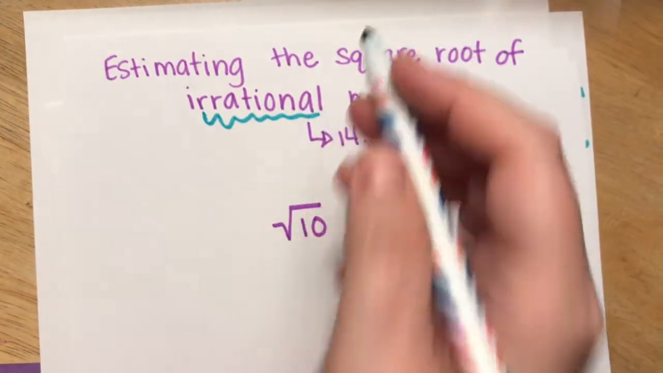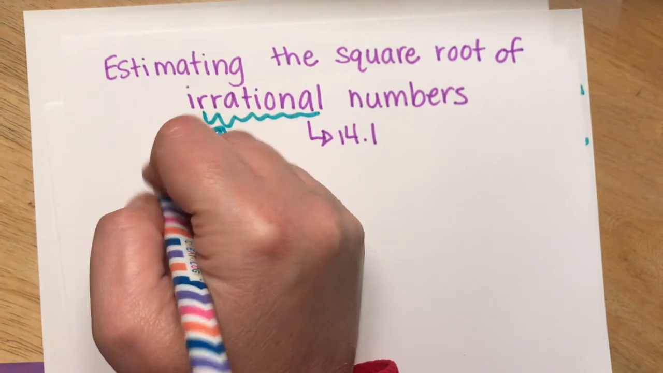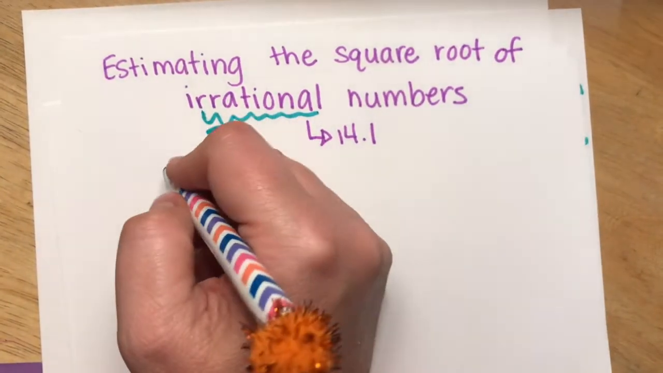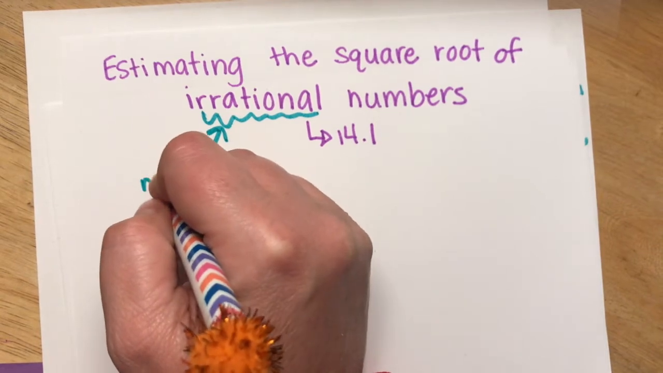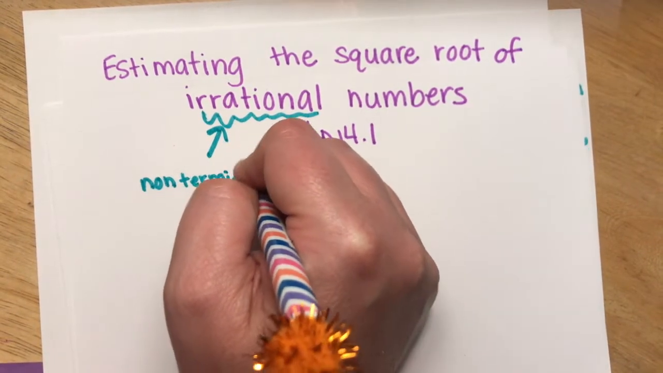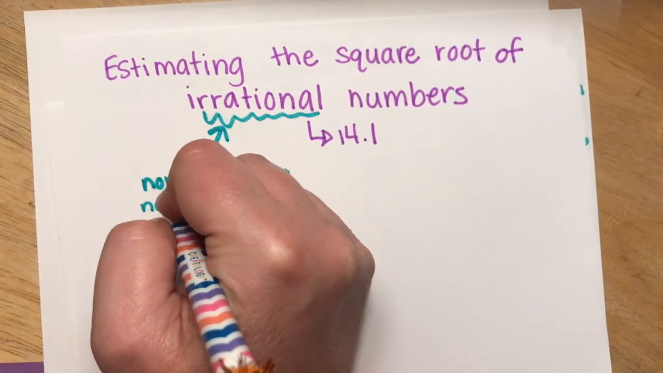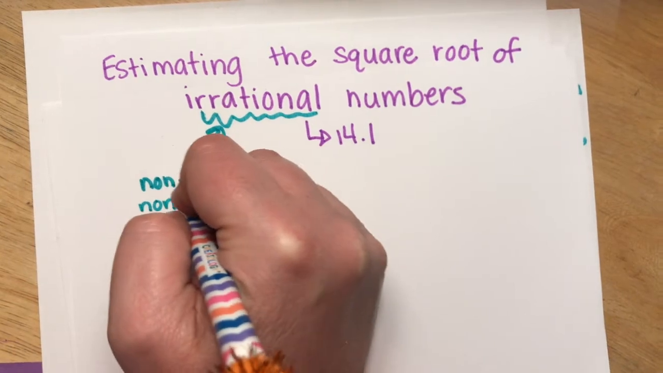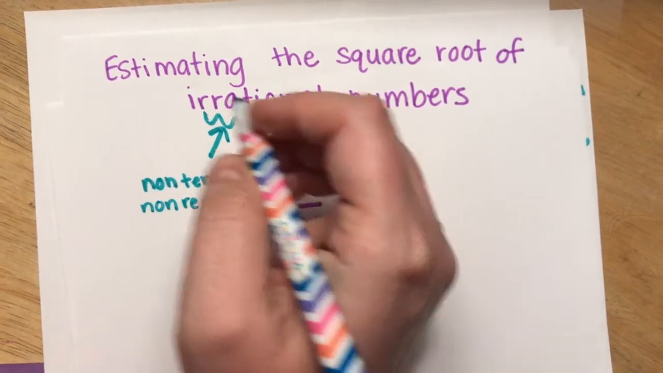Now remember, irrational numbers are numbers that don't terminate. When they're in decimal form, they don't have an ending. They go on forever, and they don't repeat. So non-terminating, they don't end, go on forever, and they never repeat. So it's not like 0.33333. Pi is an irrational number.